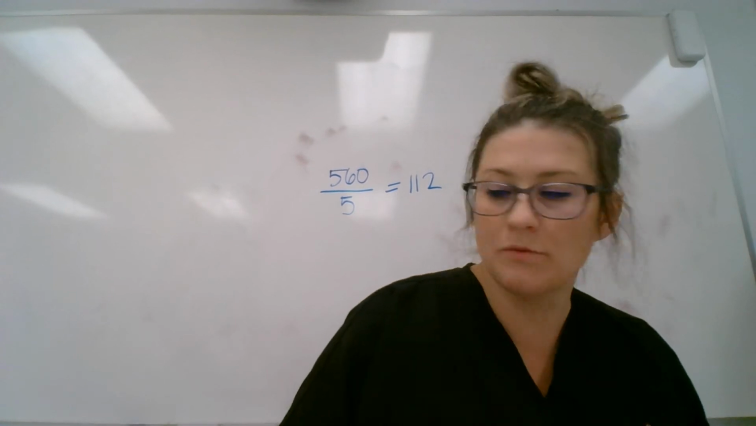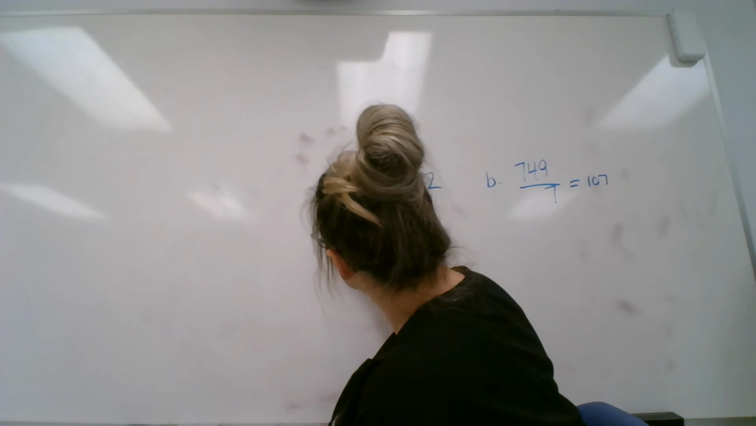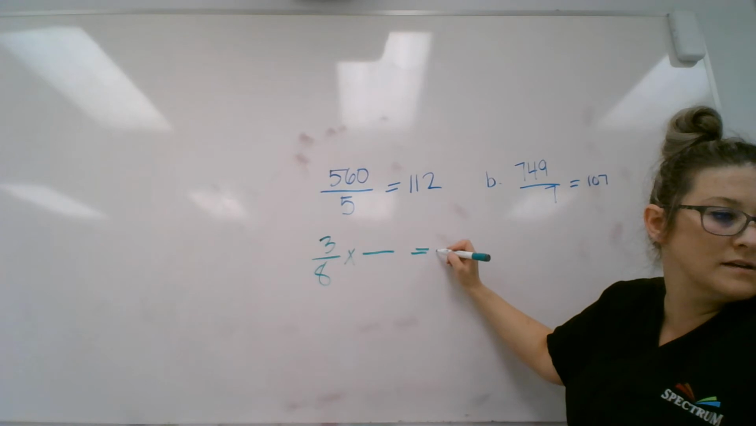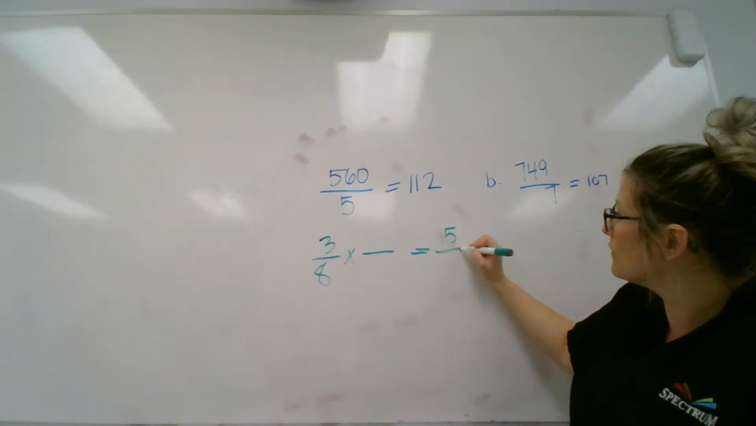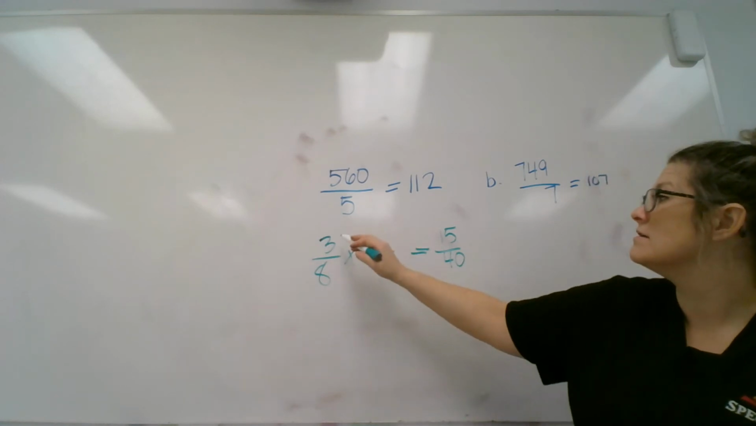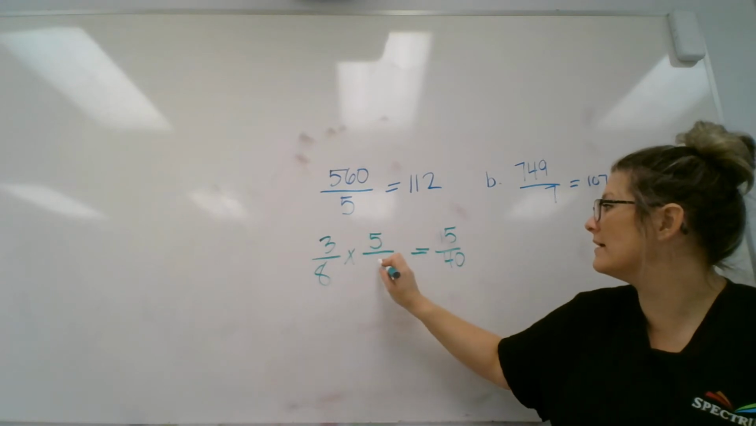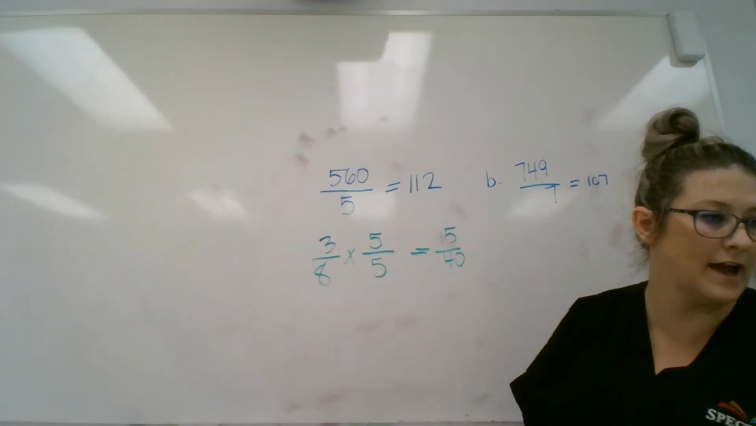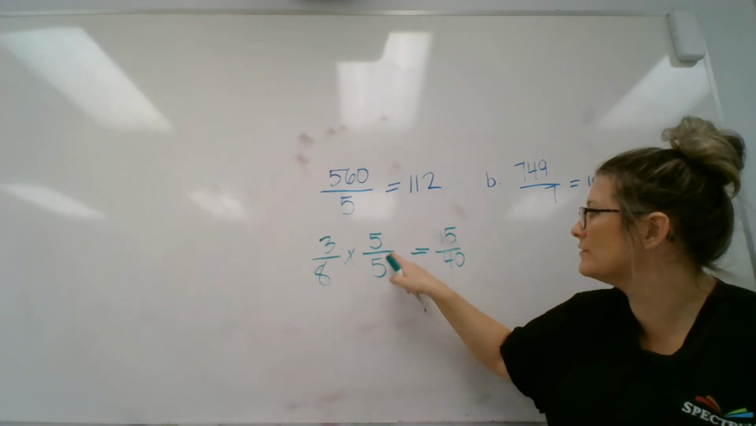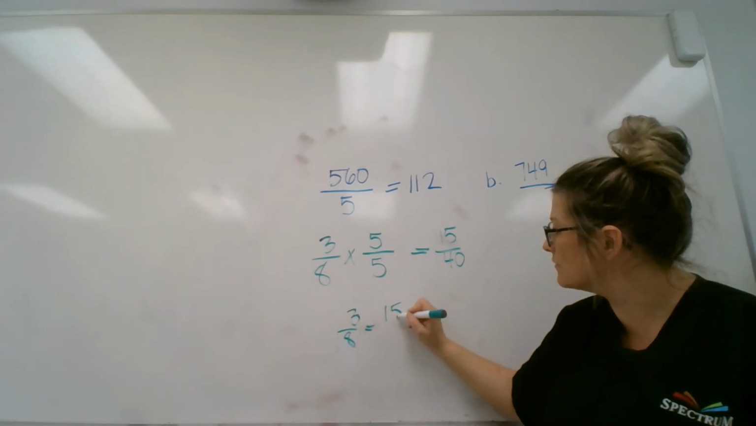Okay. All right, so problem A. 3/8 times blank equals 15/40. Okay, so to find the numbers in the middle, 15 divided by 3 is 5. 40 divided by 8 is 5. Okay, so 5/5 is equal to 1. So I know that these are equivalent because these numbers are the same. So 3/8 is equal to 15/40.